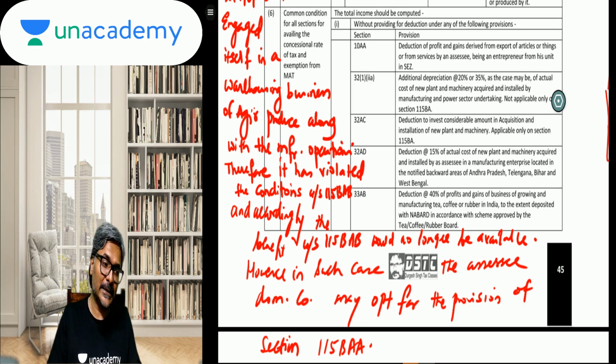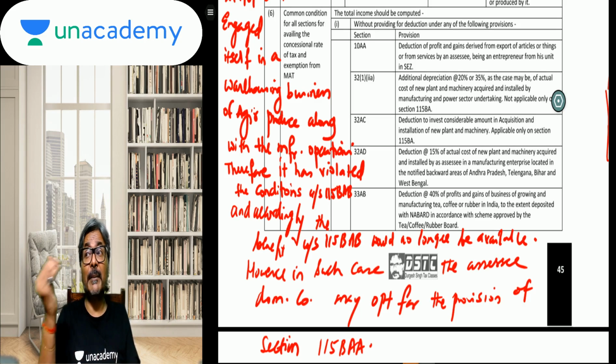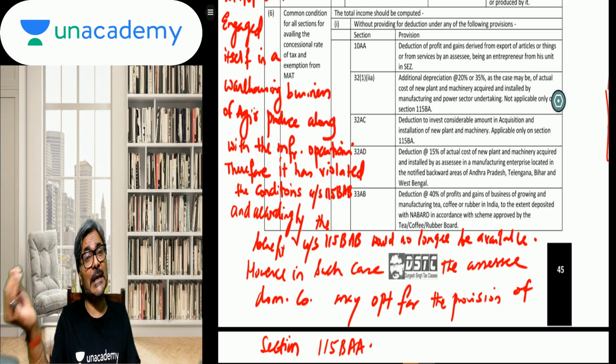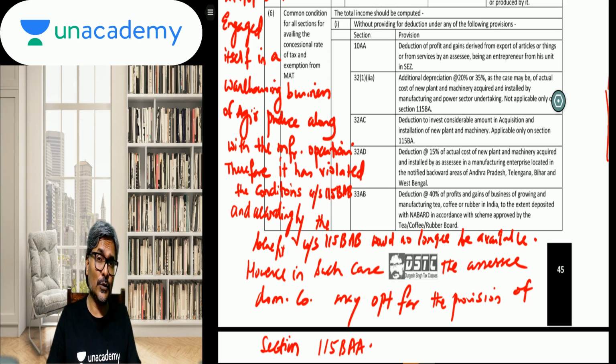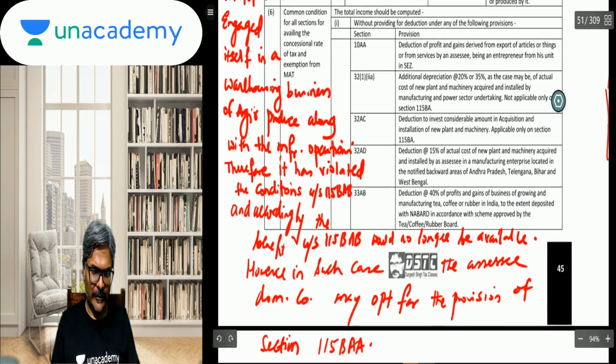But the 33AB scheme is out, because as per the scheme of 33AB, when you deposited the money in NABARD, at that point of time itself you used to get the deduction. So at the time when you were incurring the expenditure from the money so withdrawn, that was disallowed. Now this is not going to take place, students, in the new regime. Did you all get this one? Fine, students? Let's have a look.